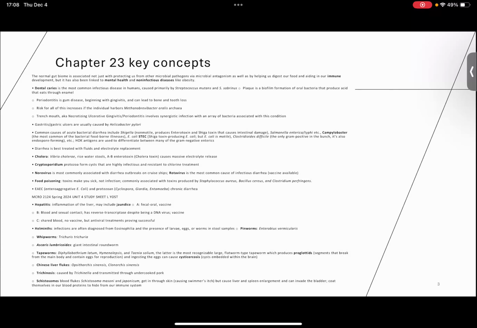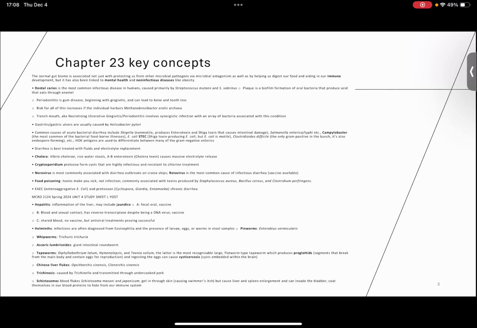Tapeworms, these are flatworms. They fall into the platyhelminthes, and they're a subset of flatworms known as the cestodes. These are the tapeworms. We talked about several species of tapeworms in the chapter. The species we talked about were Diphyllobothrium latum, Hymenolepis, and then Taenia species, most commonly Taenia solium. It's the most recognizable one. There are several species of Taenia that are flatworms that fall into this tapeworm category.